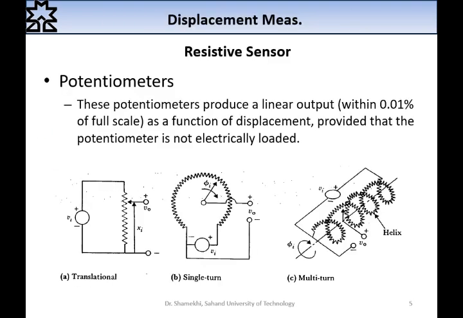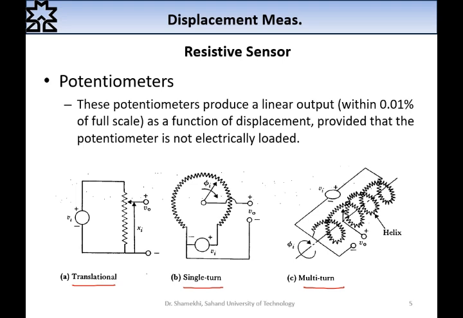We have various types of resistive sensors, but as the simplest resistive sensors, we can use potentiometers to measure the displacement. These potentiometers produce a linear output. As you can see, we have three types of potentiometers: the linear translational, single-turn, and multi-turn. The first one, the translational linear potentiometer, can be used as a simple displacement measurement system.